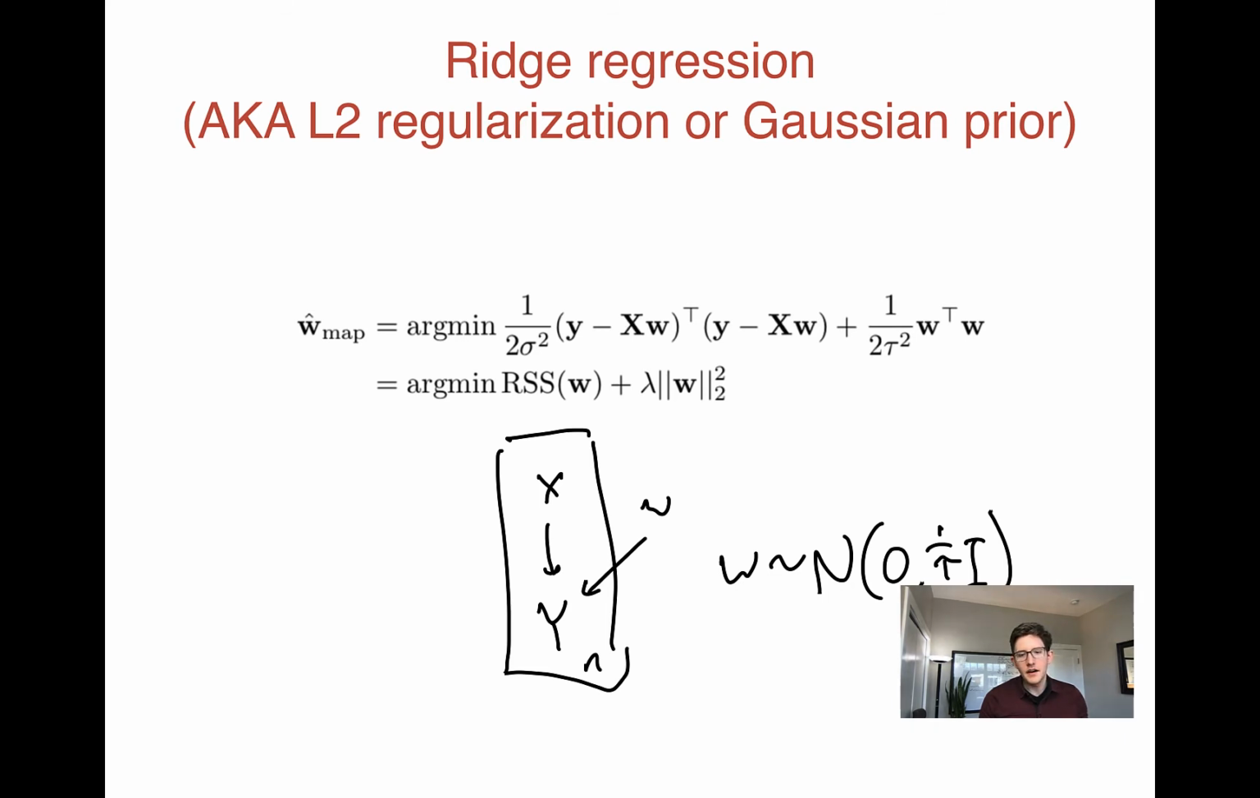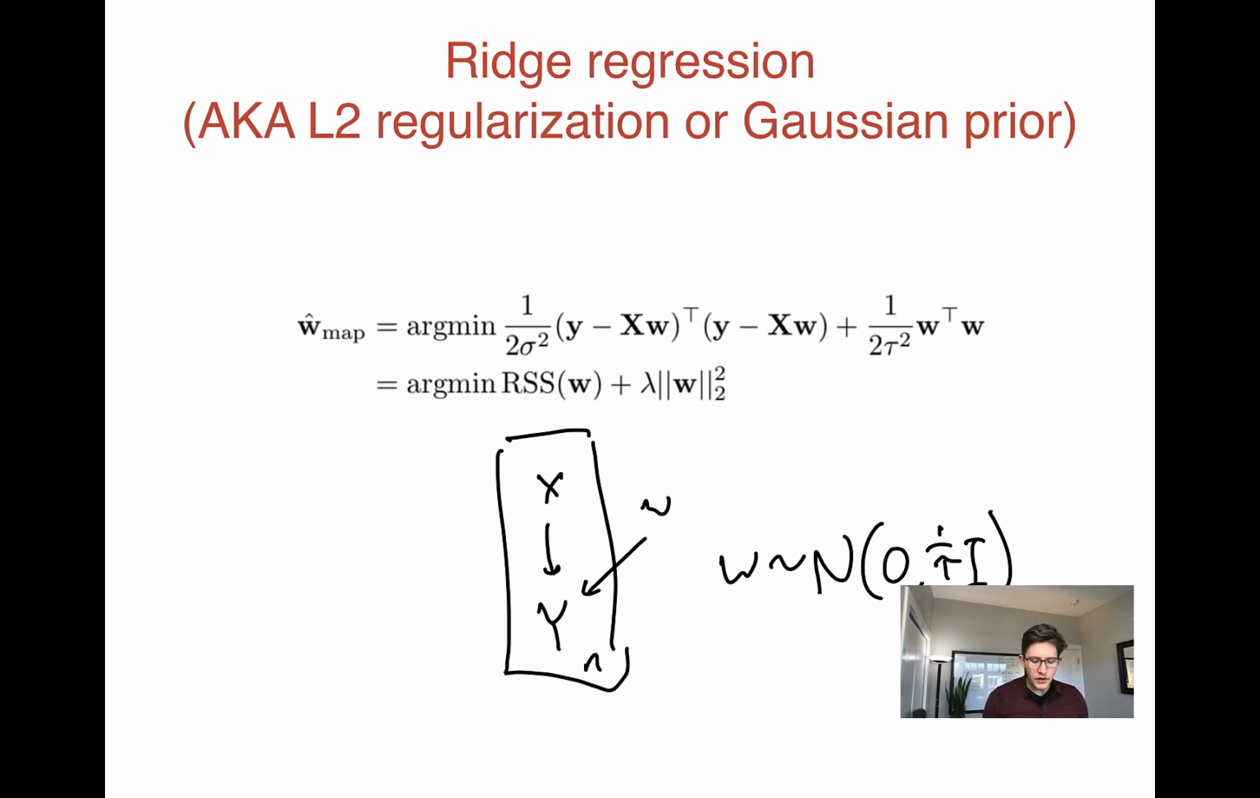By the way, unless I'm missing something, I think there's a typo in the textbook, or they have some notational issues. In the textbook, this is 1 over lambda. I believe it's supposed to be 1 over tau. Just a heads up about that.